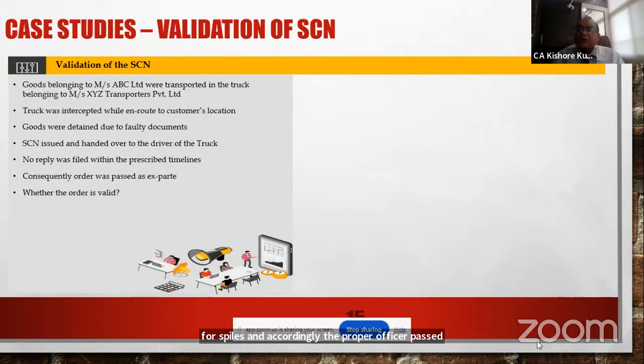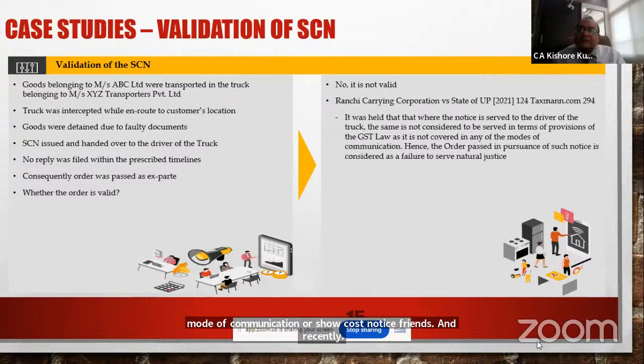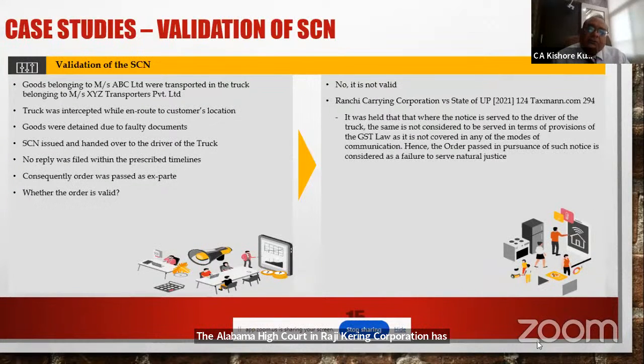What do you think, friends? Is the order valid? Yes, no. Answer, friends. No, friends, the order is not valid. Why is the order not valid? Because the show cause notice was handed over to the driver of the truck. Handing over the notice to the driver is not a valid mode of communication of a show cause notice, friends. And recently, the Allahabad High Court in Ranchi Carrying Corporation has clearly struck down the order which was passed on the basis of a show cause notice which was handed over to the driver.